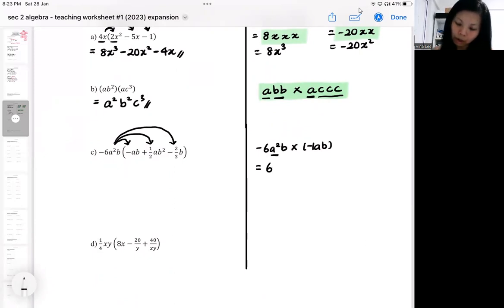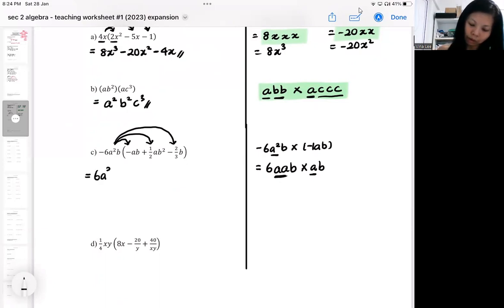And then you've got a double a and a b, another a, another b. Look at all the a that you have. You will be getting an a cubed. Look at the b that you have. There will be a b squared. Okay, then now we look at the second arrow.